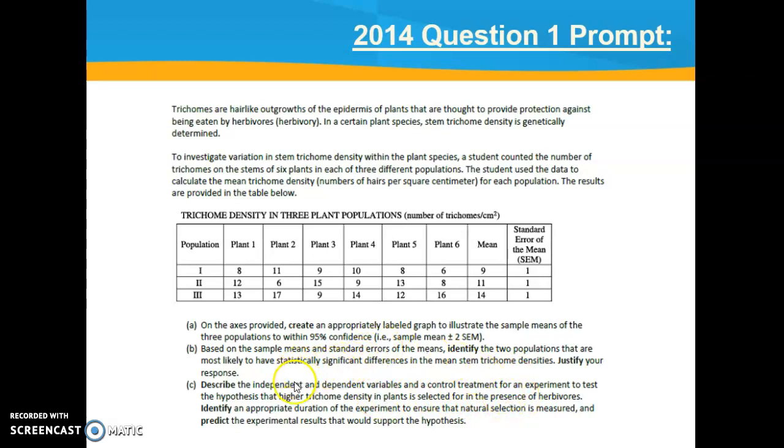So looking at what we need to do, we have to have the independent variable, the dependent variable, and a control treatment. So there are 3 things to describe. Then they go on to say, identify an appropriate duration. So how long is your experiment going to go? And predict the experimental results that would support the hypothesis. How would you know if your experiment supported the hypothesis that higher trichome density is good?